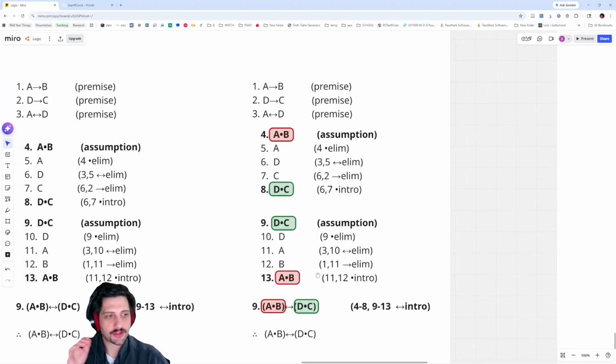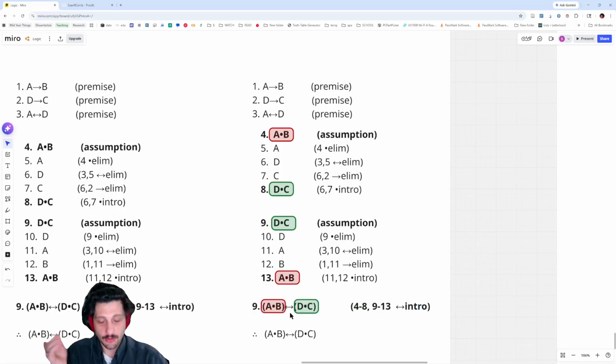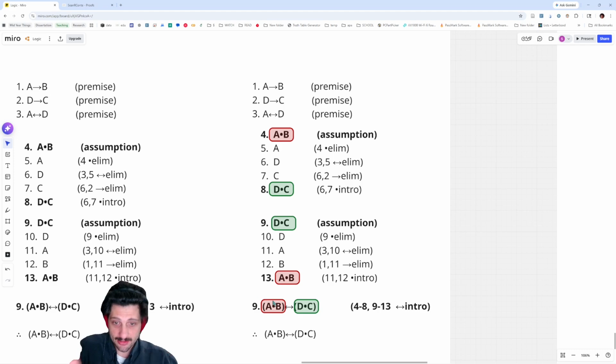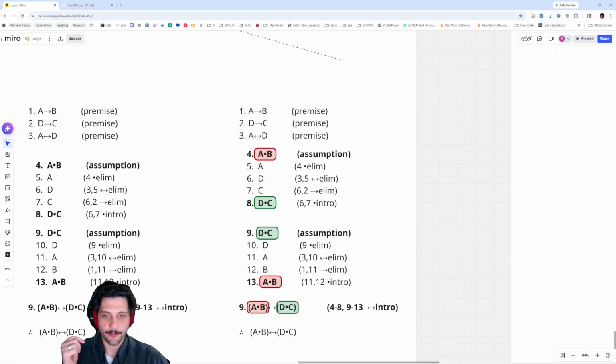And again, I've highlighted the structure a little bit more over here. We're trying to show that left leads to right and right leads to left. So to do that, we show that left leads to right, right leads to left. Therefore, left is true if and only if right is true.